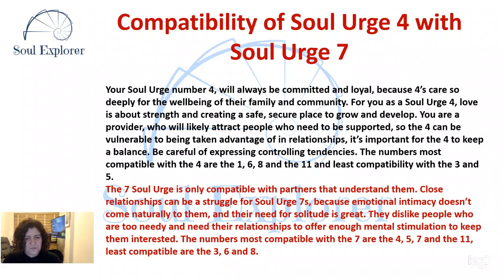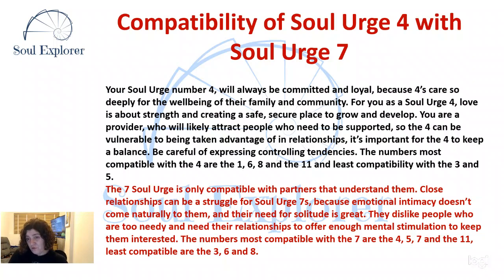The 7 dislikes people who are too needy. Well, the 4 isn't necessarily needy unless he's really low vibrational and lazy and uncommitted. So the 7 likes people that can offer them mental stimulation, and the 4 is normally a very intellectual, quite a smart number. So the 4 will be really good at mentally stimulating the 7. They both like to have time apart, so that won't be an issue for them both. And the 7 is most compatible with the 4, the 5, the 7 and the 11.